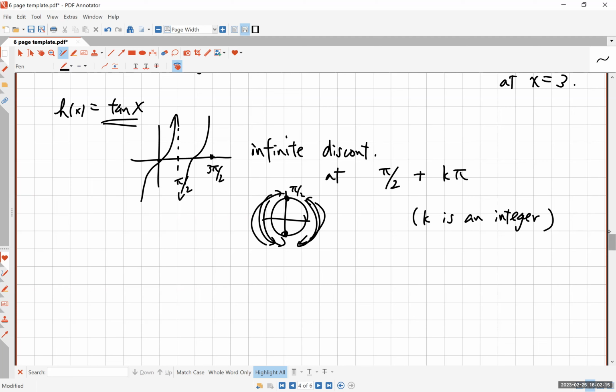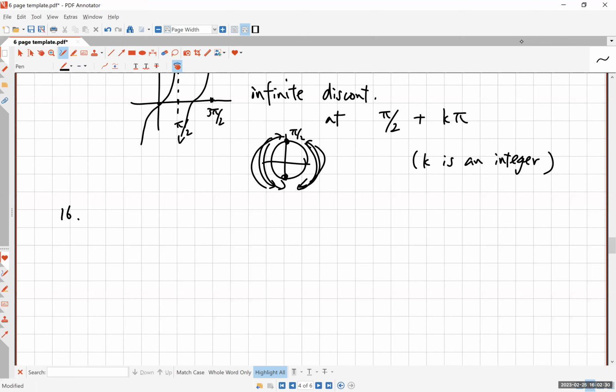Let's go to number 16. Number 16 is all about just 2 functions, natural log of x and e to the x. The question says, sketch the graphs of these 2 functions and explain why or how the graphs demonstrate the fact that they are inverses of each other. And then you have to find the domain and the range. I guess I should make the graph nice. So give me a few seconds.